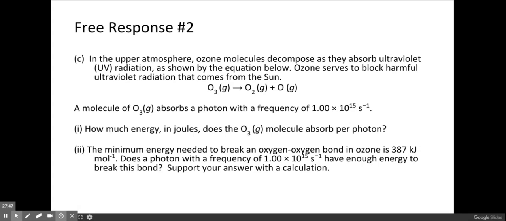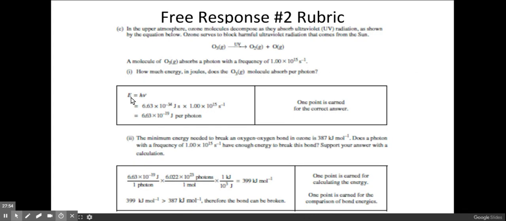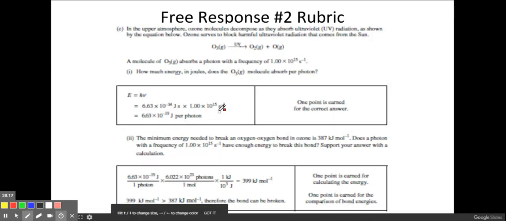First, how much energy in joules does the ozone molecule absorb per photon when we are only given that frequency? Here we're going to use E is equal to h nu. Again, that's in your constants and equations page. The energy of that photon is equal to Planck's constant times the frequency of that photon. Let's take a look at units, which are going to be very important in a minute. Inverse seconds and seconds cancel out, and we're left with joules.